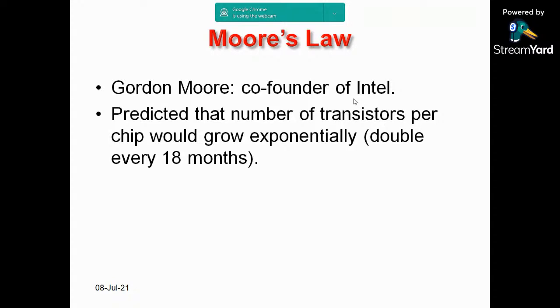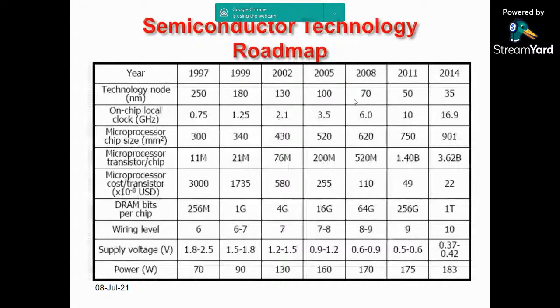Number of transistors per chip would grow exponentially. It is true till now, because for example, say 18 months back, if you had say 1 billion transistors, now it would have been almost say 2 billion transistors. Right. So again, this is like a timeline I want to show.